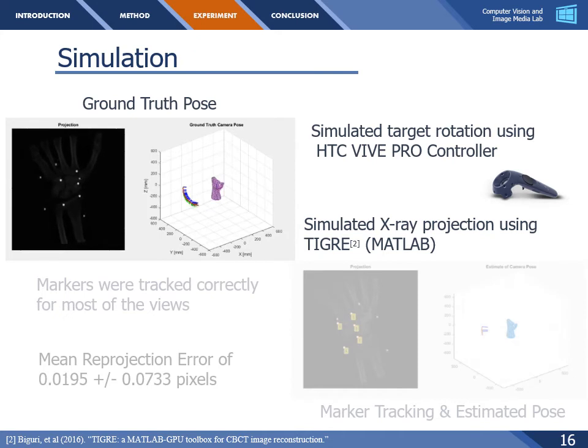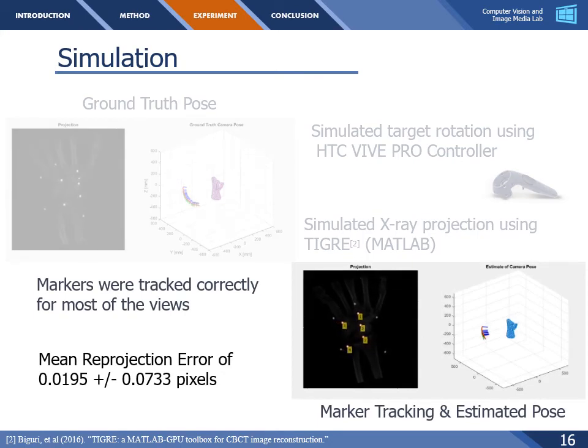An experimental simulation environment was set up to test the proposed pose estimation scheme. The video on the left shows the simulated projection of a RANDO phantom CT model. On the right, the ground truth and the estimated pose are shown. The camera axes are colored in RGB. Target rotation was simulated using an HTC Vive Pro controller. The X-ray projection was simulated using Tigre, which is a framework for CT reconstruction in MATLAB.